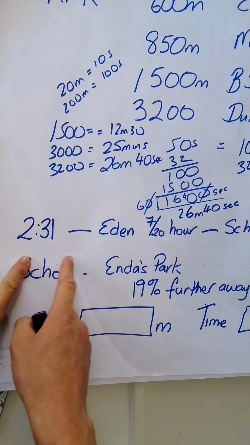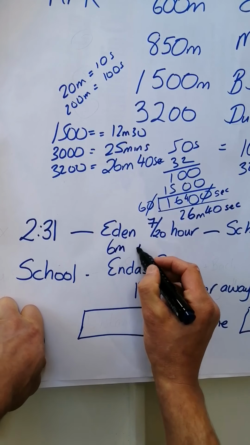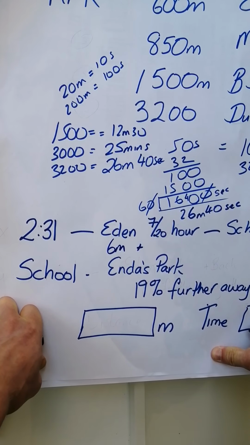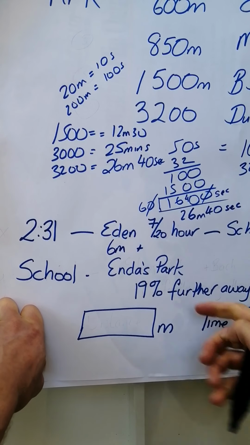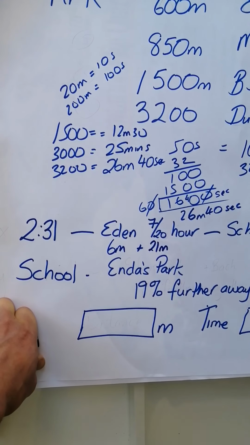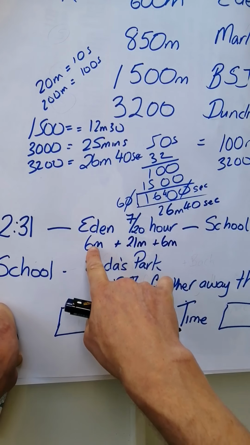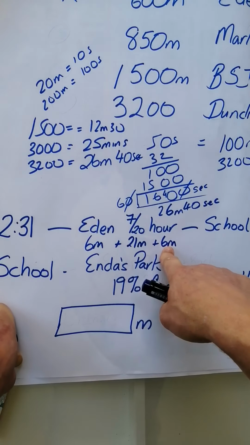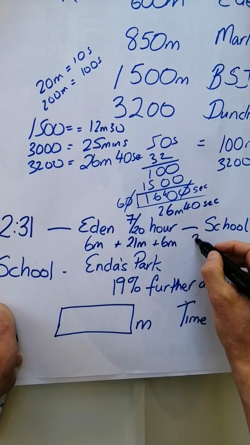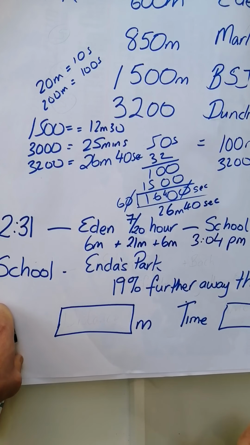Right, this next one. So I leave at 2:31 and I walk to the eating. Well, that takes 6 minutes. I eat. It takes me 7/20 of an hour to eat. 1/20 is 3 minutes. 7/20 is 21 minutes. Now in real life, that'd be a lot quicker. And then to get back to school is 6 minutes more. So 27 plus 33 minutes. I should be back in school at 3:04 p.m. Okay, if you got that right, well done.